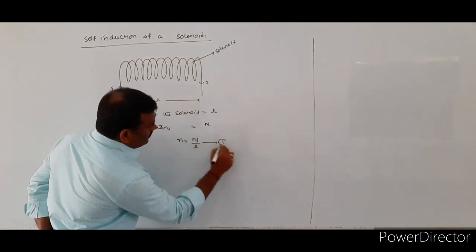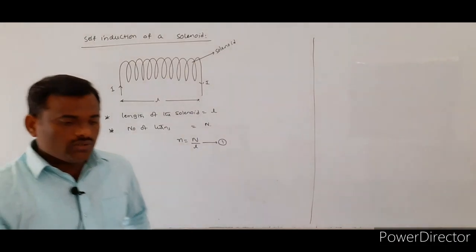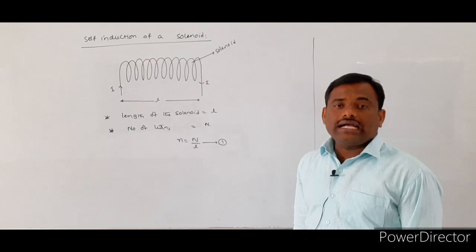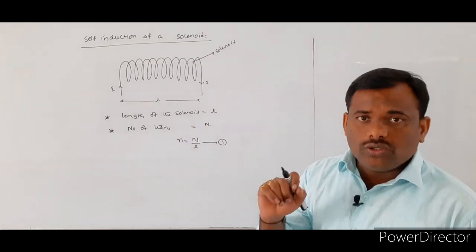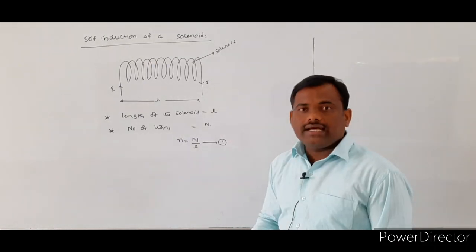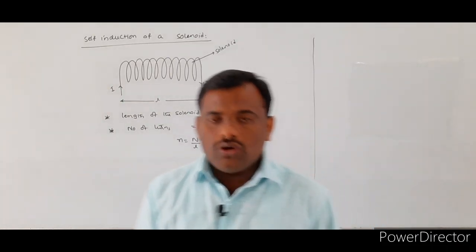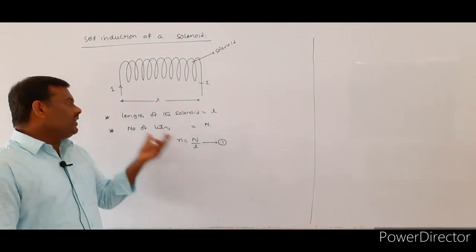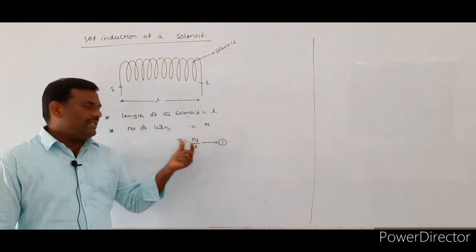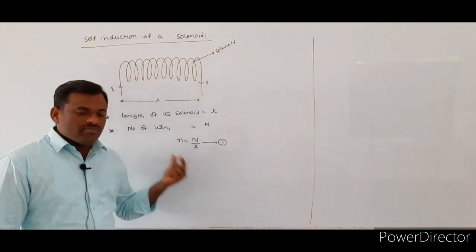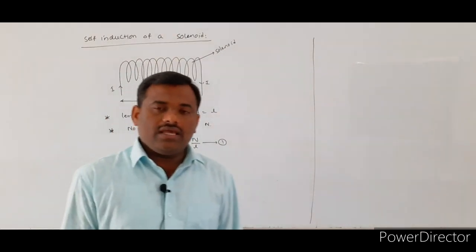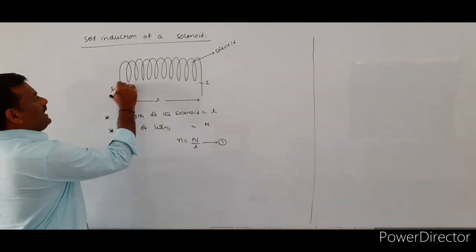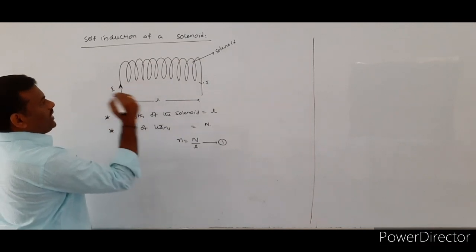Small n is indicating what? The total number of turns present per unit length. So small n is denoting the total number of turns present per unit length. Once again, what do we consider here? The solenoid will be considered. The length of the given solenoid will be taken as small l, and the total number of turns is capital N. From this I define the quantity small n is equal to capital N by L. Now, if we assume I amount of current is flowing through the solenoid.